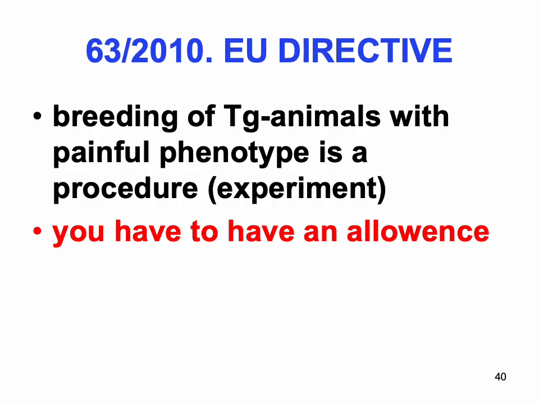In the 63 per 2010 EU directive, the breeding of transgenic animals with painful phenotype is a so-called procedure, in common language, an experiment. Therefore, you have to have an allowance to breed those animals.